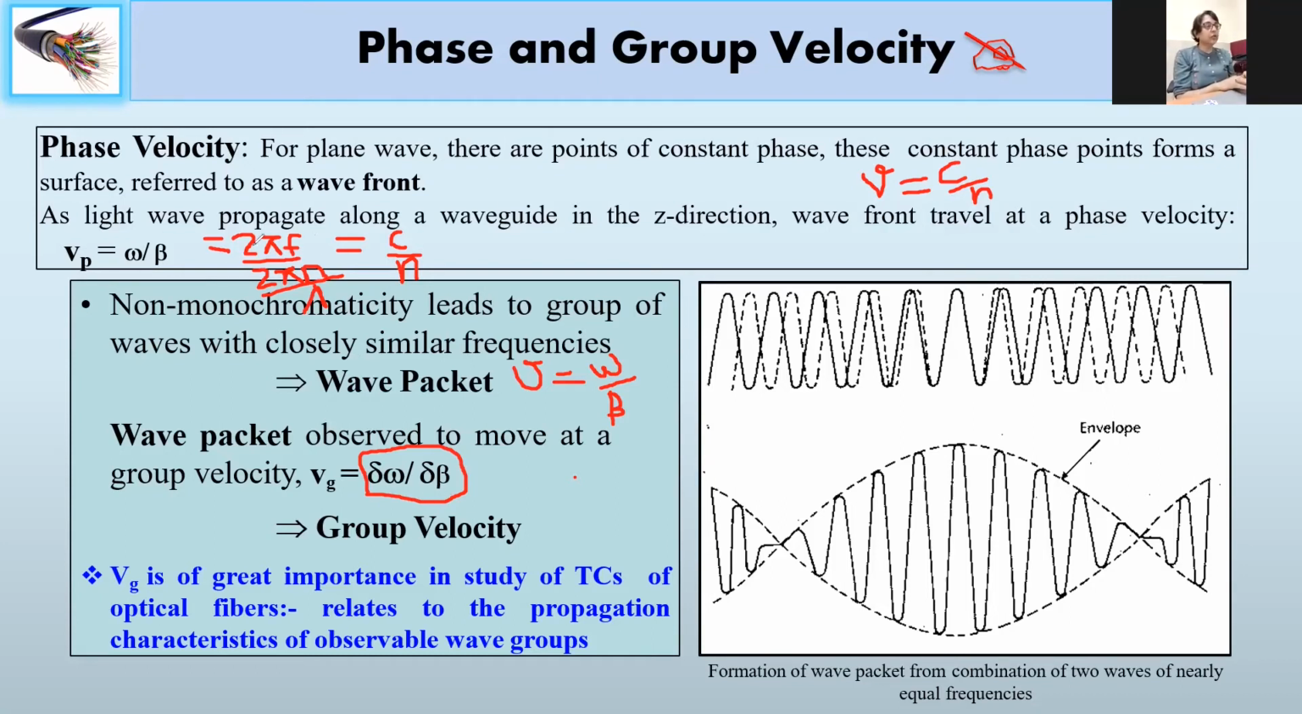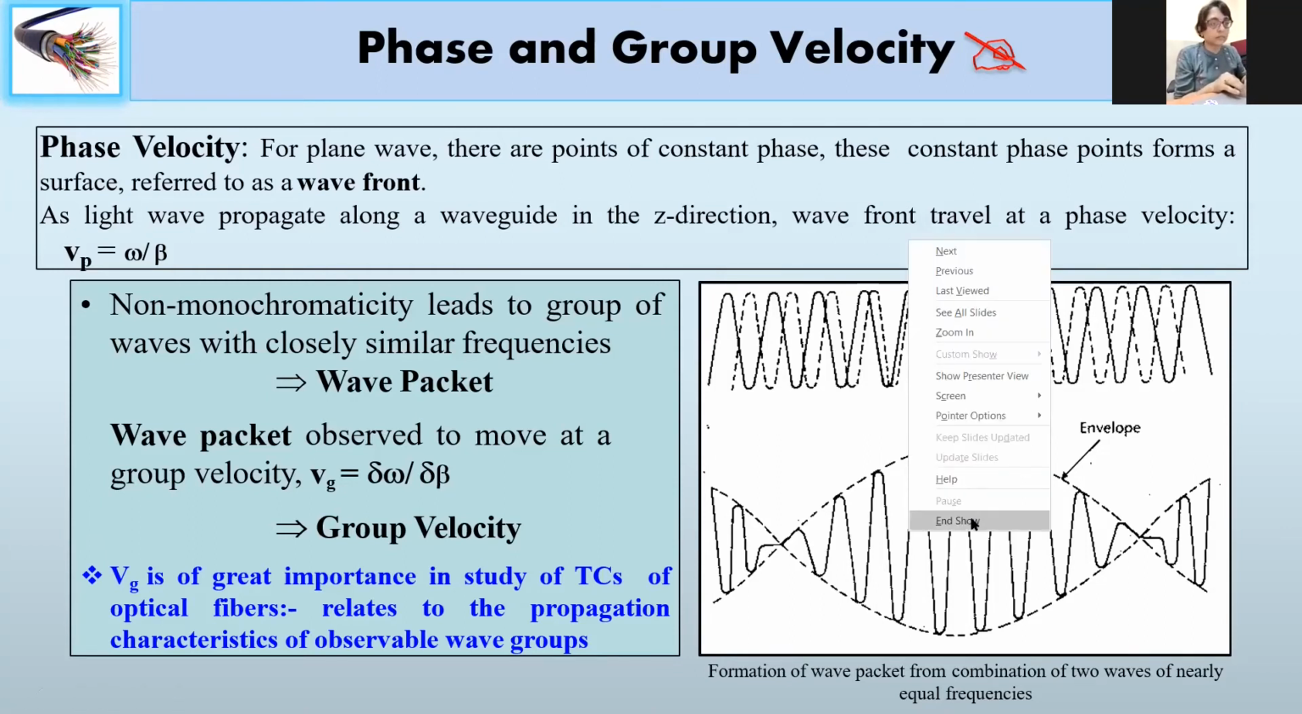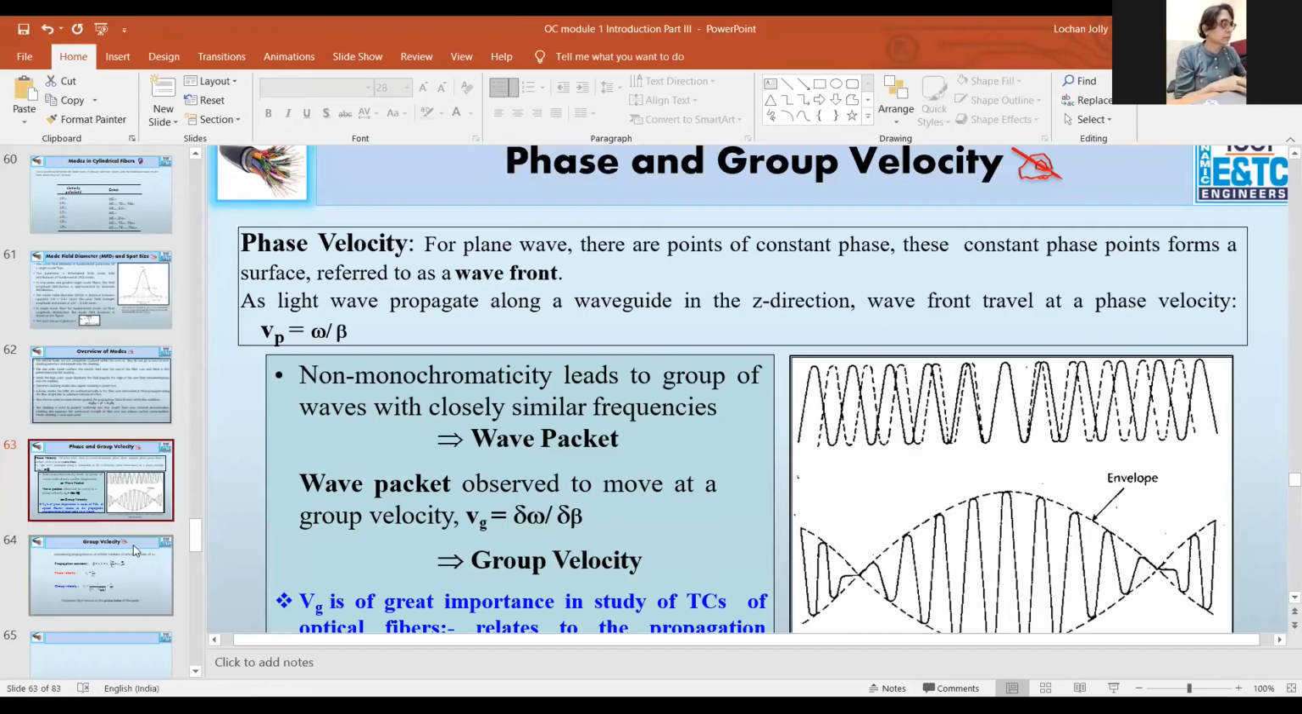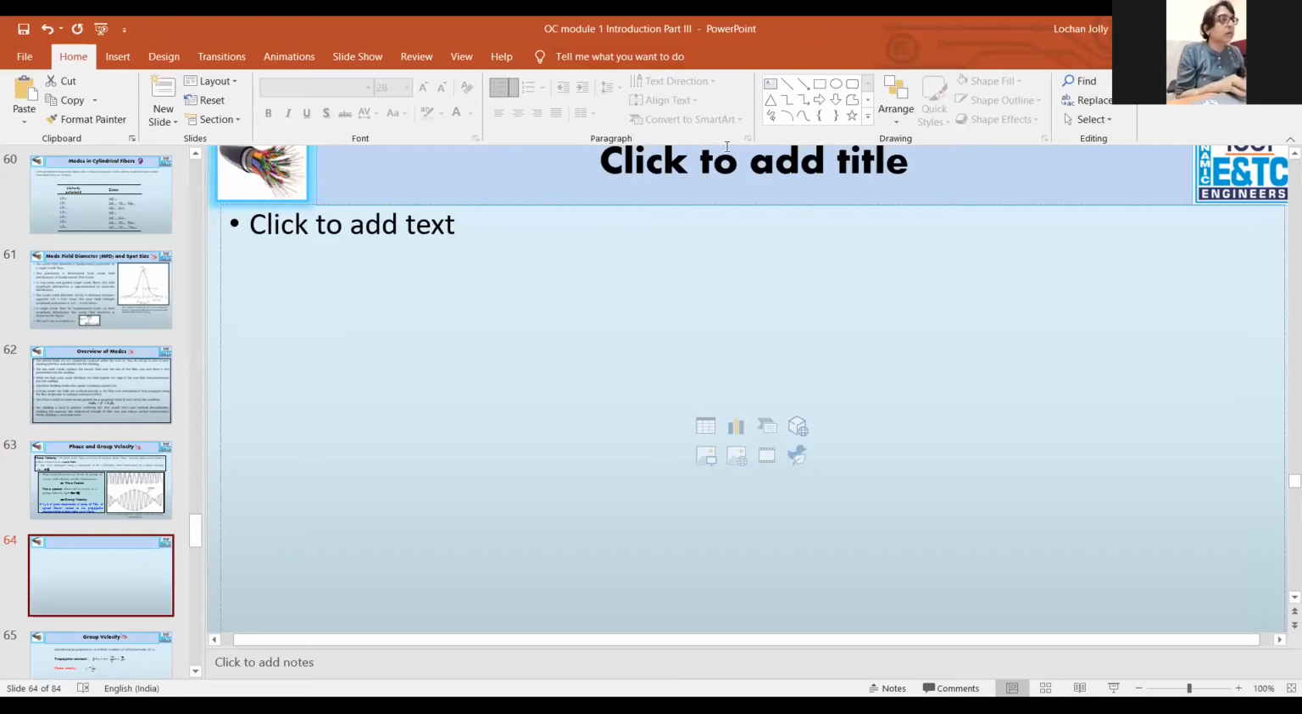So your omega is 2 pi f, your beta is 2 pi n by lambda. Okay, so I can write again. Let me take a new slide. Now we are trying to find out the group velocity. I am talking about del omega by del beta.